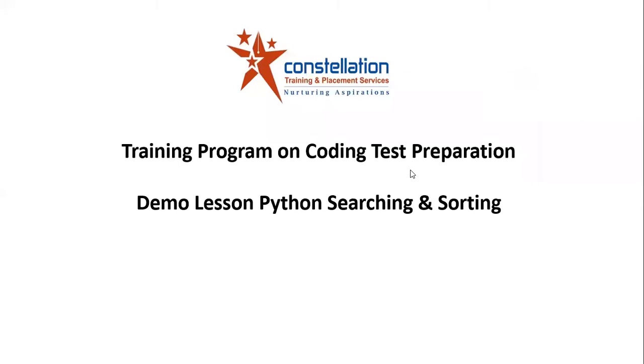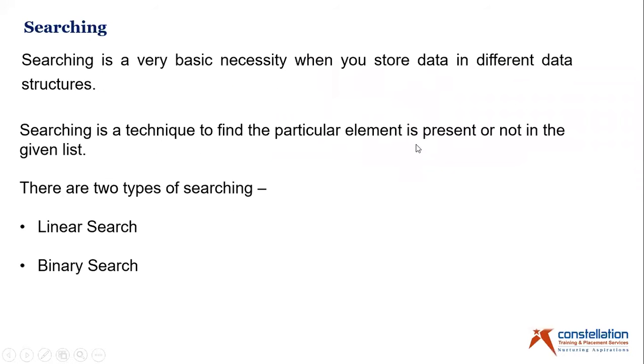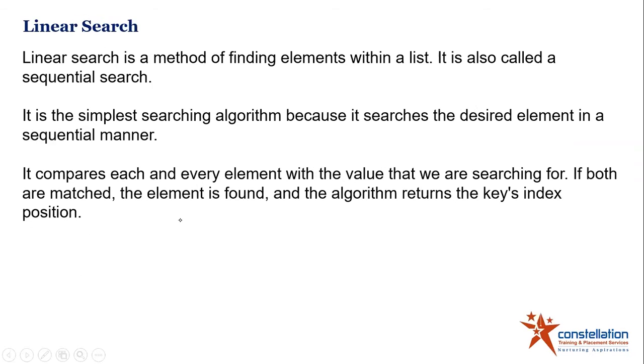So, demo lesson, Python searching and sorting. Okay. So let us try to understand first what is searching. Searching, as you all know, is a very basic necessity where you need to find some data in a data structure, right? So there are two kinds of searching. One is called binary search and the other is called linear search.